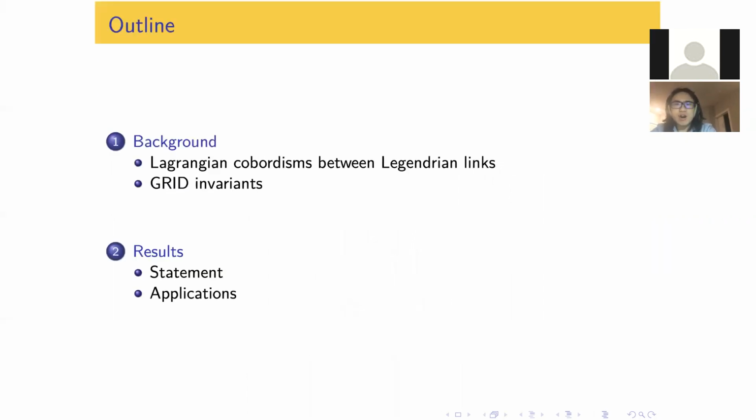So in this talk, of course, I'll first give the definitions of the objects in question, Lagrangian cobordisms between Legendrian links, as well as the tools that we use, the grid invariants, and the context in which they live in, before stating the results and some examples.